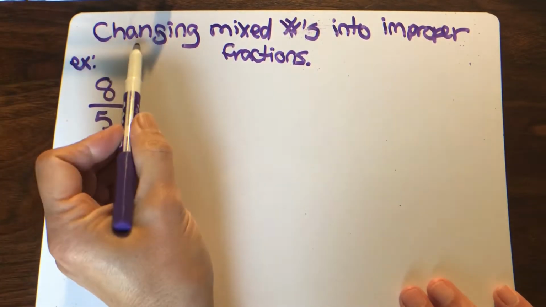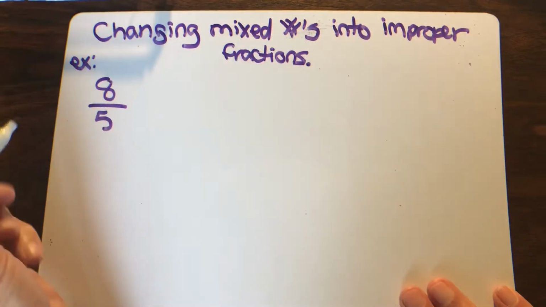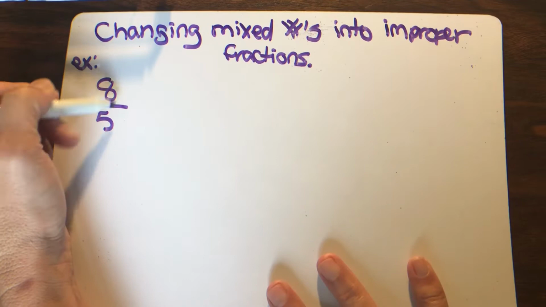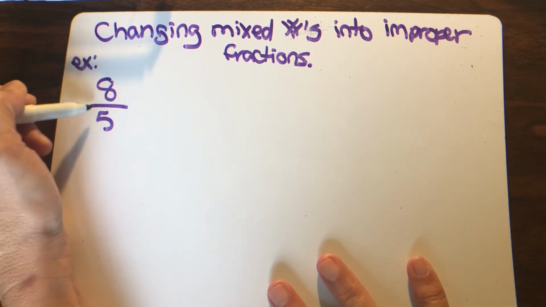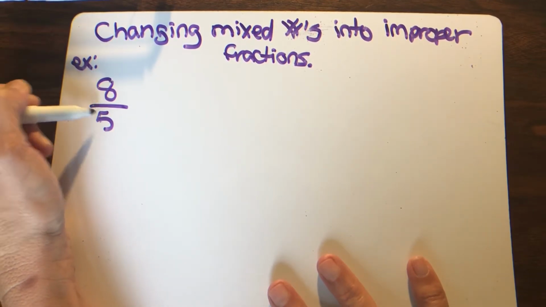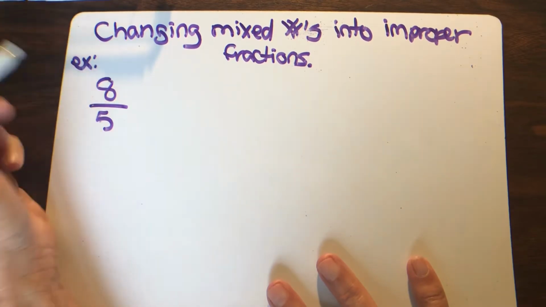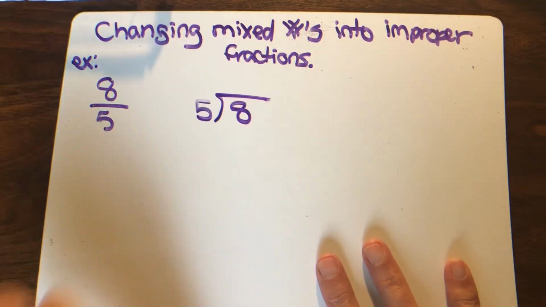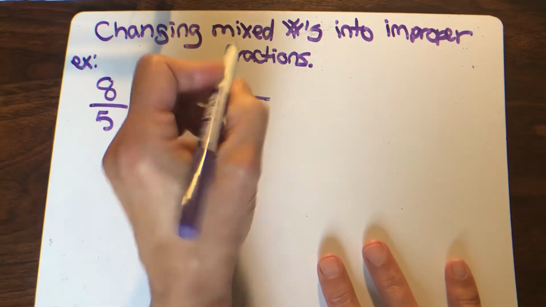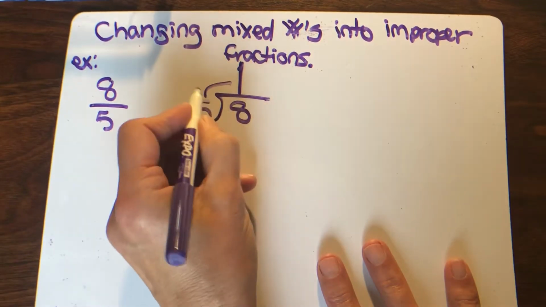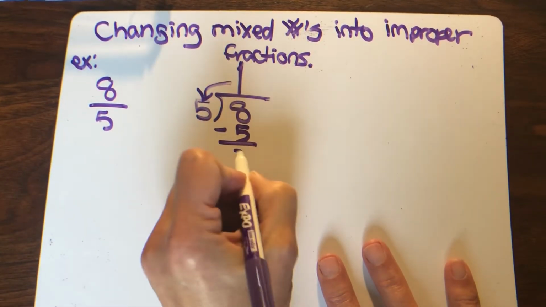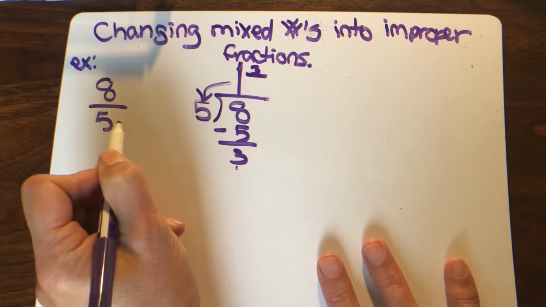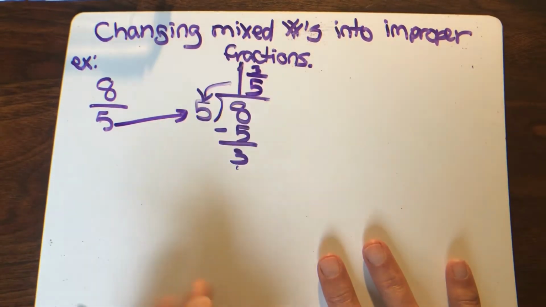Today we're going to talk about changing mixed numbers into improper fractions. So yesterday I showed you how to take an improper fraction. Remember, top number bigger than the bottom number, numerator, denominator, means that it's improper. And we talked about how to change that by hand and also by the calculator. 5 goes into 8 one time, making that really tall. Then we multiplied, then we subtracted, and this becomes your numerator of your new fraction, and you keep your denominator.